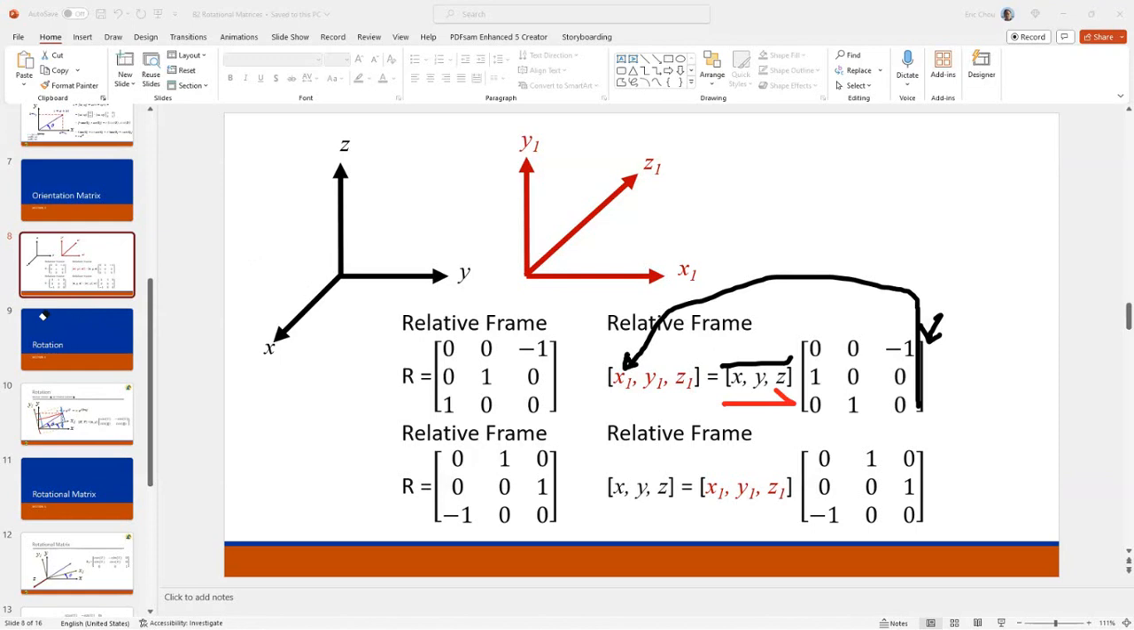So red Z, right? Here you have a minus Z, actually, this one. Your minus Z will be your red X1, okay? That's how you build up the relational frame, okay?